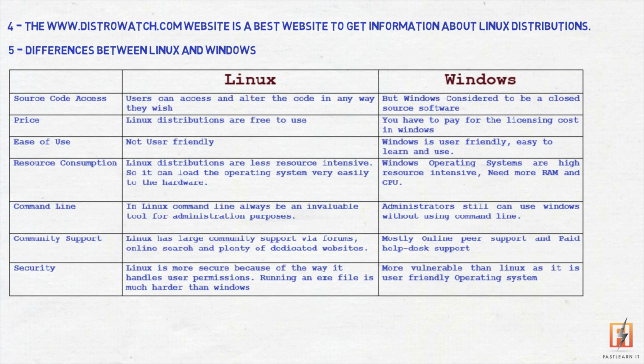One is source code access. The most significant difference between Windows and Linux is having access to the source code. In a Linux distribution, users can access and modify the source code in any way they wish. But Windows is considered closed source software and you cannot modify it. The second major difference between Linux and Windows is price. Linux distributions are generally free, but in Windows you have to pay for the license, so Windows can cost money.